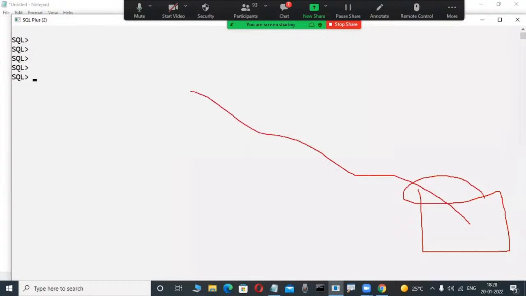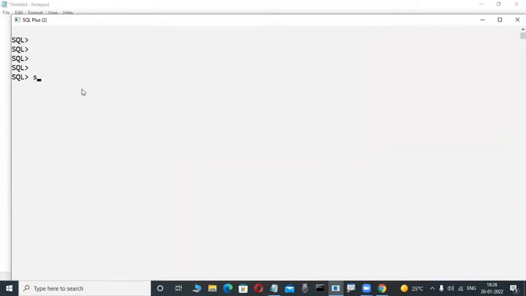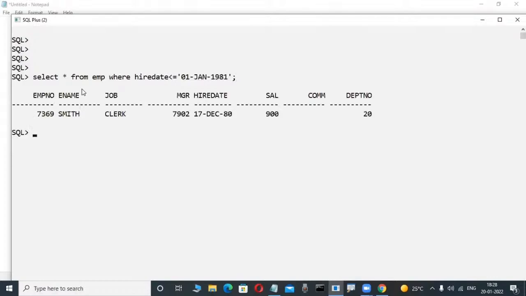How do they fetch this data? They write queries. These are called queries. Observe here: select star from table name where hire date is less than or equal to 1st January 1981, like this. Just by writing the query, the data is displayed automatically.